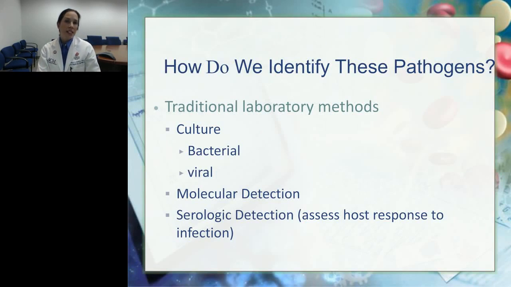So how do we identify these pathogens in the clinical lab? Frankly, we don't have any special magic toolkits. We just use our traditional methods. So for bacterial identification, we grow bacteria, we grow a virus, and we culture them and then identify them using traditional methods. There's also an evolving field of molecular detection that allows us to detect things, in particular in the realm of virology, faster than we could with many of our old traditional methods.